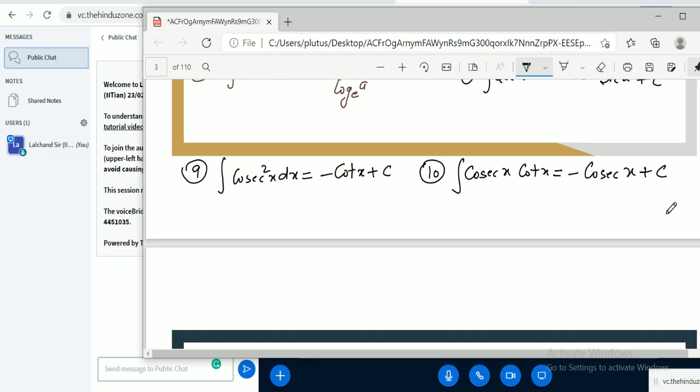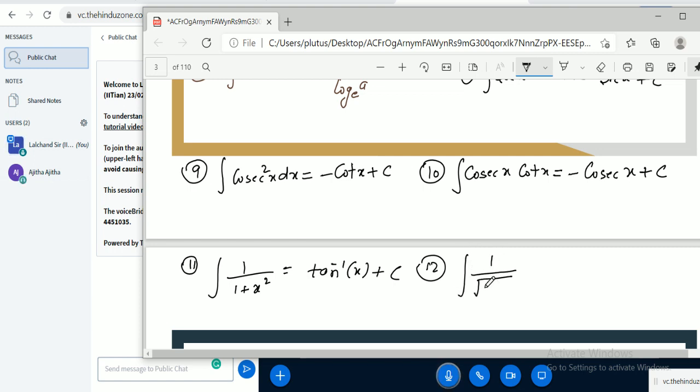Let us discuss some more basic formulas. What is the integration of 1 by 1 plus x square? Tan inverse x plus c, isn't it?